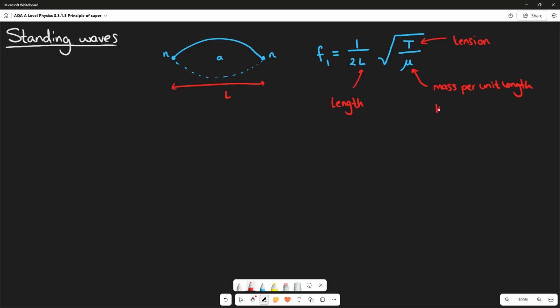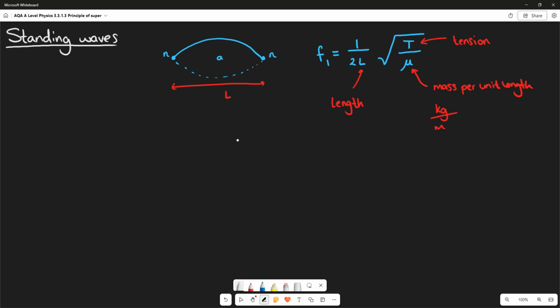So how many kilograms is 1 meter of that string? A heavy string will have a large mass per unit length, and a thin string, like cotton for example, would have a low mass per unit length.